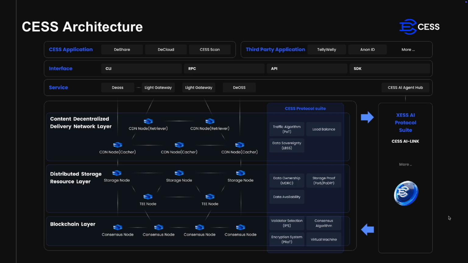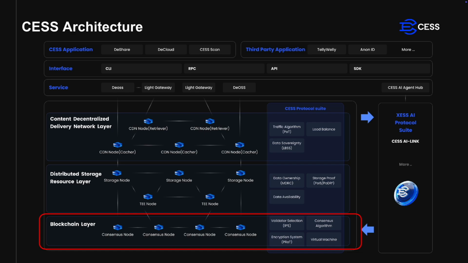At the foundation of the CESS network, we have the blockchain layer, which consists of consensus nodes. These nodes maintain the blockchain, serving as the distributed ledger for the entire CESS network. They're responsible for validating transactions, producing blocks, and participating in network governance. In addition to that, consensus nodes verify storage and distribution incentives to nodes contributing to the network.